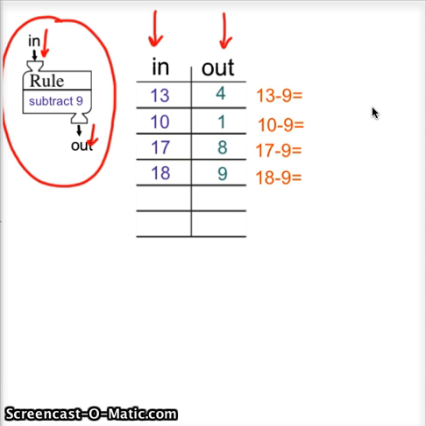Whenever there's an empty spot on the bottom, you can choose your own number to put in. So you could choose any number. 20, if 20 goes in, 20 minus 9 would equal 11. You could pick 100, any number you want. 100 minus 9 would be 91.